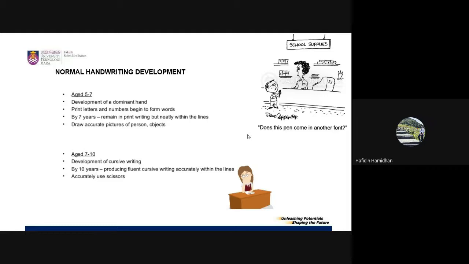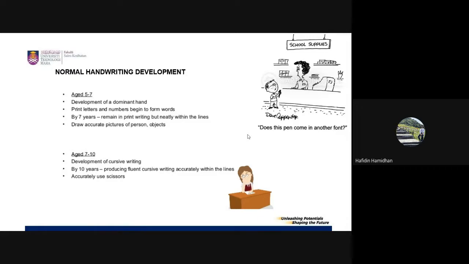Seterusnya. Ketika berumur 5 hingga 7 tahun, kanak-kanak ni sudah mula develop dia punya dominant hand. Dominant hand ni penting, dan macam mana kita nak develop dominant hand adalah dengan frequent practices. Apabila kanak-kanak tersebut ada dominant hand, kanak-kanak tersebut akan cepat develop dia punya hand muscle. Hand muscle tu diperlukan sewaktu melakukan handwriting activity. Kemudian apabila kanak-kanak tersebut berumur 7 hingga 10 tahun, kanak-kanak tersebut sudah boleh produce fluent cursive writing accurately within the lines.